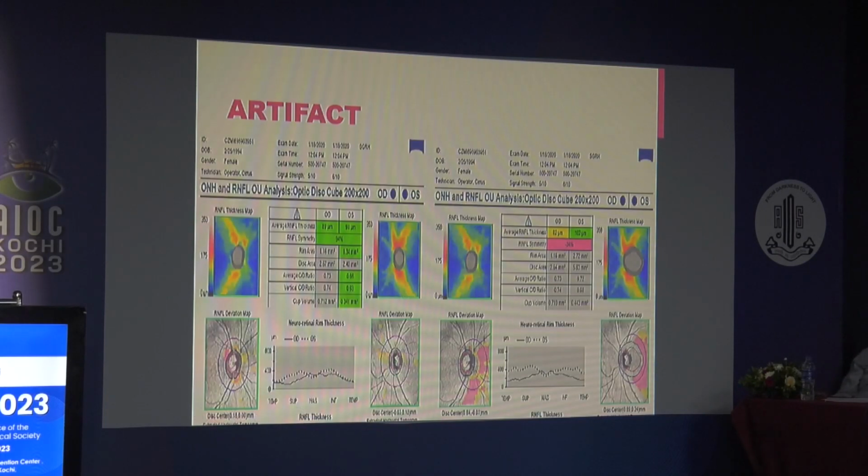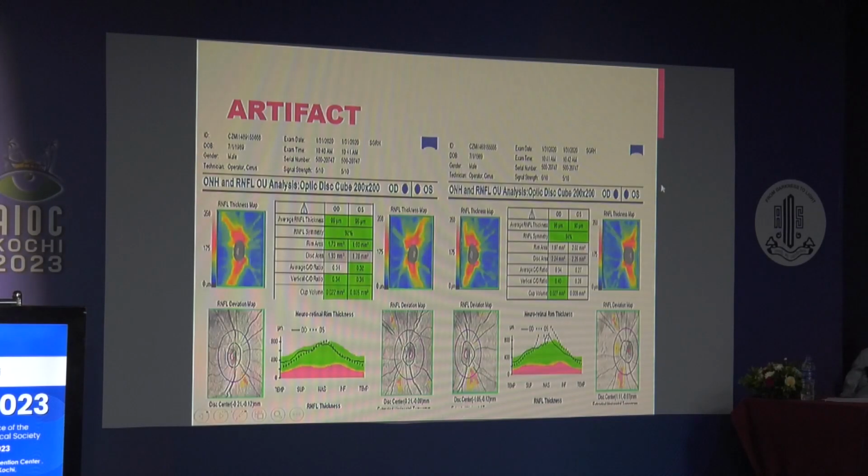Similarly, in this patient, I have manually decentered the scan, and you can see it is totally normal in this case, but it becomes yellow in this case because of decentration. And it is the same patient, 5 minutes apart. Similarly, when I corrected it, the values are corrected.